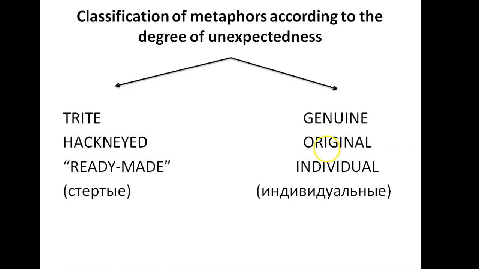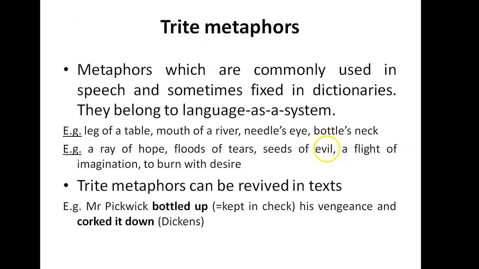Classification of metaphor according to the degree of unexpectedness: trite, genuine, heightened, original; ready-made, individual. Trite metaphors are metaphors commonly used in speech and sometimes fixed in dictionaries. They belong to language as a system. For example, leg of a table, mouth of a river, needle's eye, bottle's neck, a ray of hope, floods of tears, seeds of evil, a flight of imagination, to burn with desire.